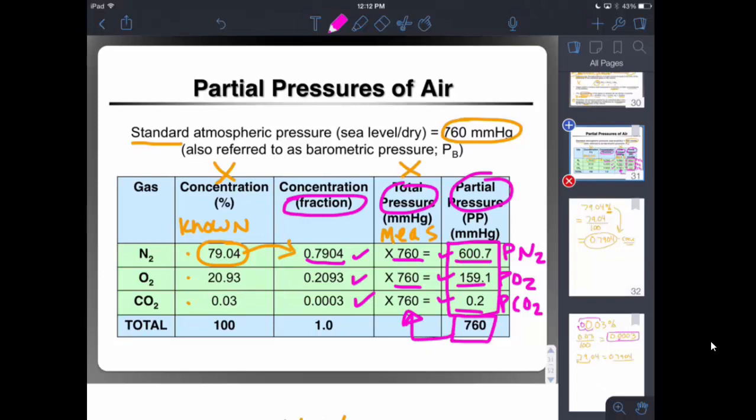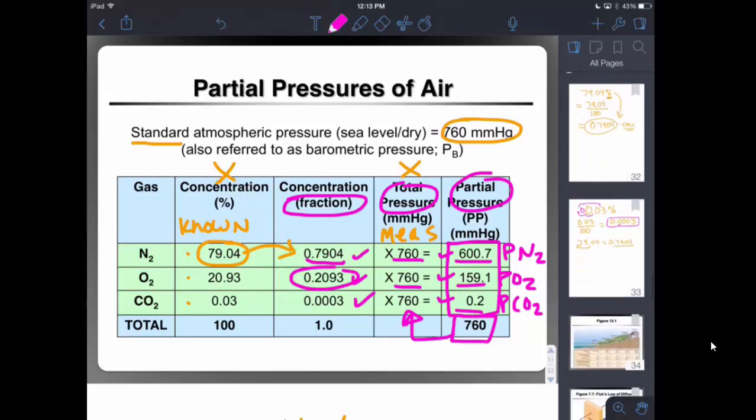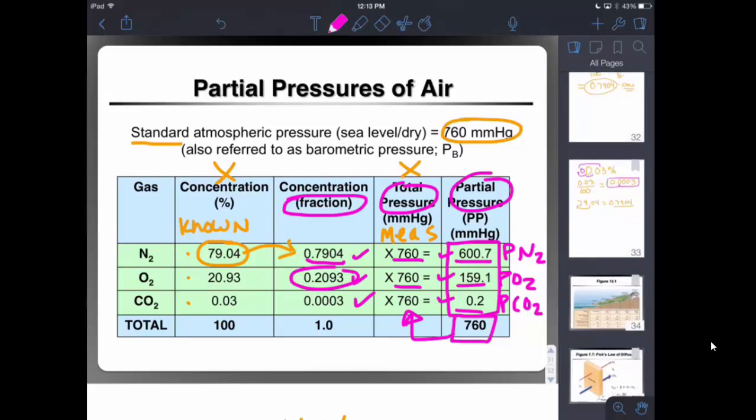Okay? So for this class, I may give you total pressure. I may tell you, all right, I used a barometer, I measured, and it's 755 millimeters of mercury. Tell me the partial pressure of oxygen in that mixture. So you would need to know to multiply that total pressure by the concentration of oxygen, which would be 0.2093. So make sure you do this in the workbook, because I've given you an example of this in the workbook on how to do this.